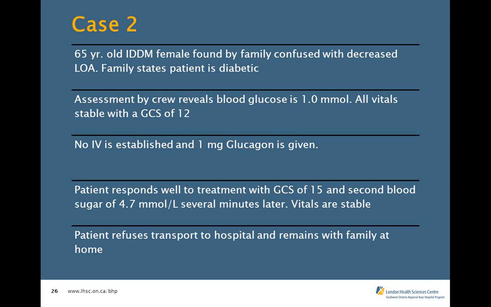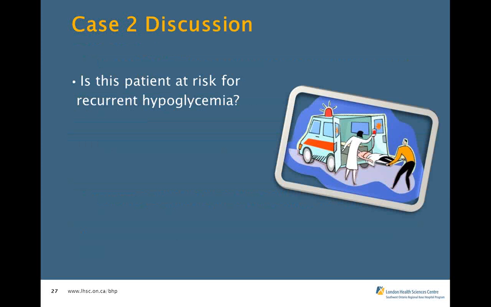So the patient responds well to the treatment. Glasgow Coma Scale of 15 now. Second blood sugar of 4.7 millimoles per liter several minutes later, and vitals seem to be within normal parameters. So the patient refuses transport to the hospital and remains with the family at home. So we have a patient given glucagon, post low blood sugar, and remaining with the family at home. So is this patient at risk for hypoglycemia again, considering the sugars only went up to about 4.7 millimoles per liter?